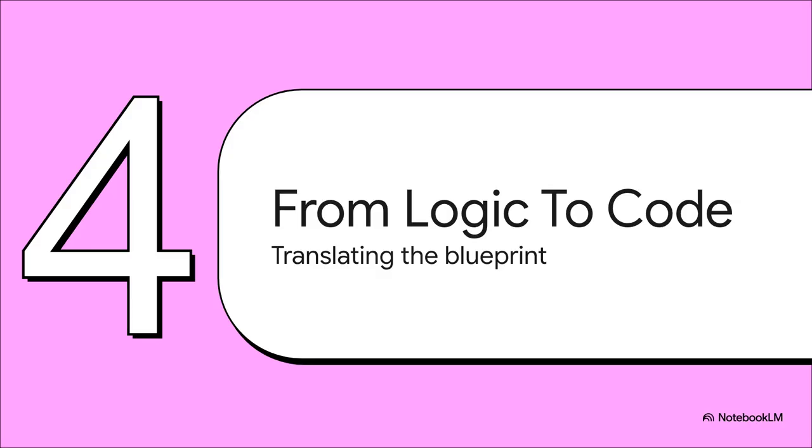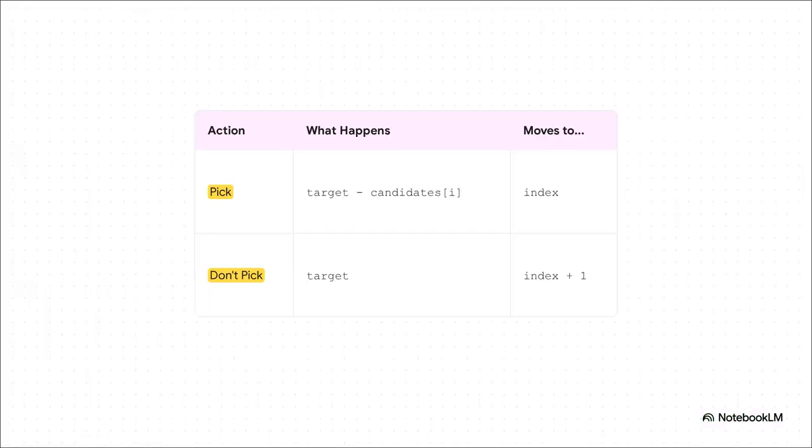Now for the really cool part. Let's see how that clean, simple blueprint we just designed translates almost one-to-one into the actual structure of a computer program. And you really don't need to be a coder to see how the logic fits together. This table right here, this is the whole engine in a nutshell. Every single decision comes down to this. We either pick the number, which shrinks the target but keeps us on the same number for the next choice, or we don't pick it, which leaves the target alone but moves us to the next number. That is the entire recursive dance right there.